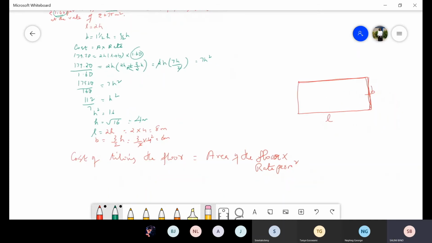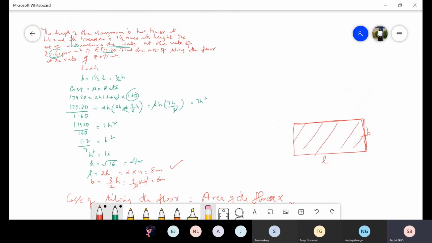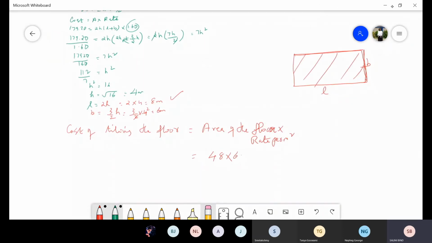Now we can find out, because you know what is the area. Length into breadth will give you the area of the floor. So length you already know, 8, and breadth is 6. So what is 8 into 6? 48. And what is the rate for tiling? It is 6.75. So you write here 6.75 and multiply and give me the answer. 48 into 6.75. Give me the answer first.